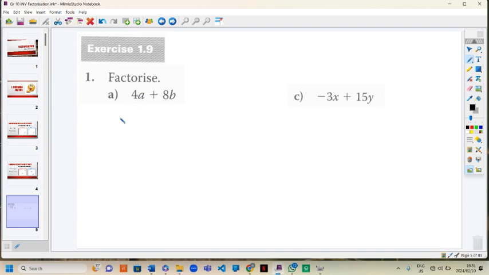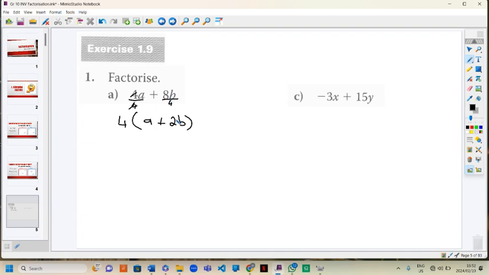If I take out a 4, now look at the letters. Are there any common letters here? I've got an A and a B. No, there's just an A and a B. Those are not common, so I can open up my bracket now. If I divide this term by 4, and that by 4, you've got A. Those 4s are going to cancel out. Plus, if I divide this term by 4, it's going to end up with 2B.